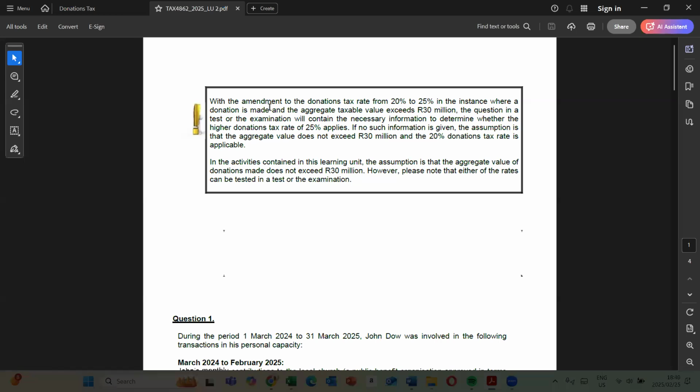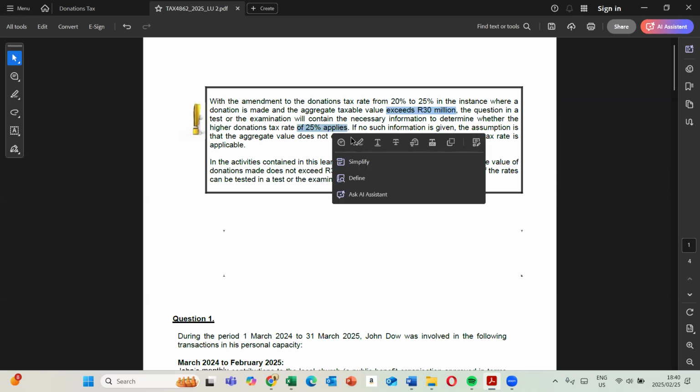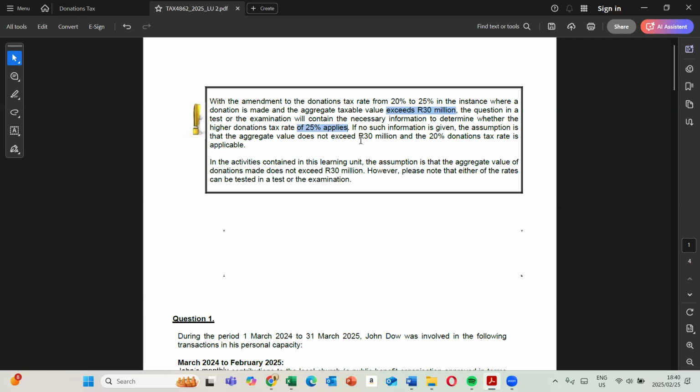Now, I'm sure some of you were asking, how do we know if the aggregate donations are more than 30 million? With the UNISA rule, they'll tell you that you don't need to worry about the 30 million. The question in the test or the exam will contain the necessary information to determine whether the higher donation tax rate of 25% applies. In most circumstances, we rarely use the 25%, but should they give it, they'll give you hints that the value of the donations for the period actually exceeds 30 million.